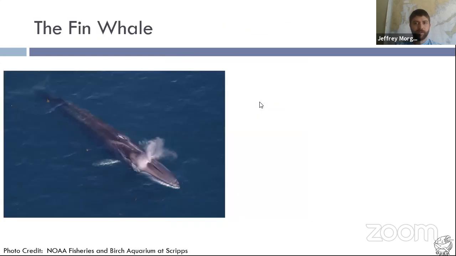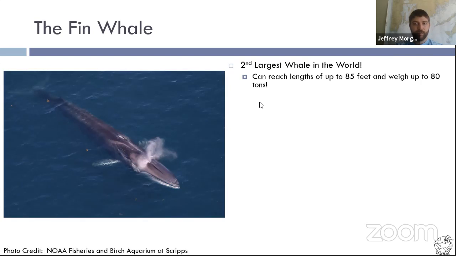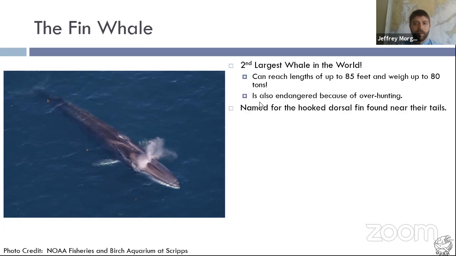All right, the next whale we're going to talk about is the fin whale. This is the second largest whale in the world. They can reach lengths of up to 85 feet and weigh about 80 tons. They do have a very streamlined, long body. They're also endangered because of overhunting. And they are named for the hooked dorsal fin that they have near their tails, which you can see in the picture faintly here on the left.